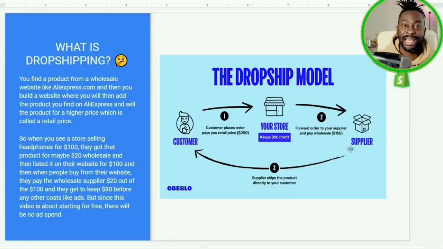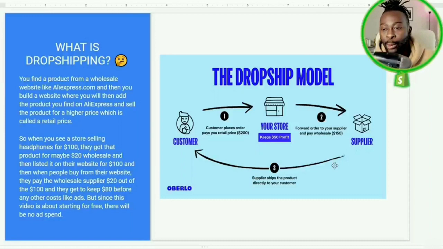Okay. The beautiful thing is that you do not have to see the product, because if you see the diagram right here, it's literally a loop. Customer, your store, you tell the supplier, and they ship it directly to this guy right here with the Johnny Bravo hairstyle. You know what I'm saying? You never get to see the product, okay? That's the beautiful thing, and that's why anyone can start it right now.